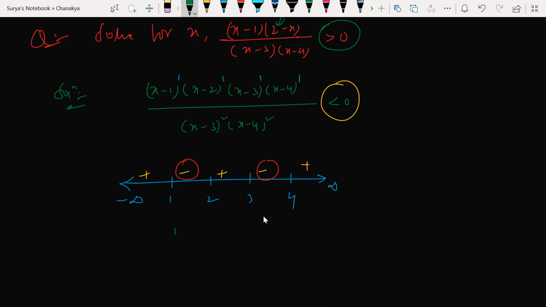Okay. So 1 to 2, x belongs to 1 to 2. Can we include 1 or not? Think. Here, this to this I have to write. Perfect. 1 to 2 union 3 to 4.